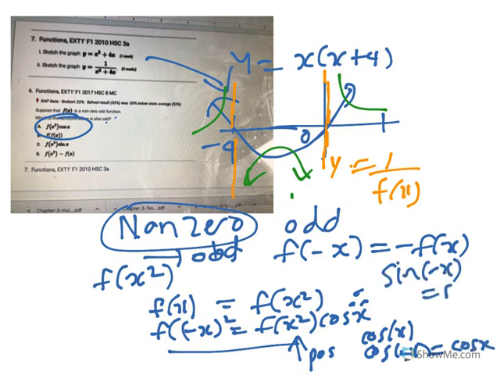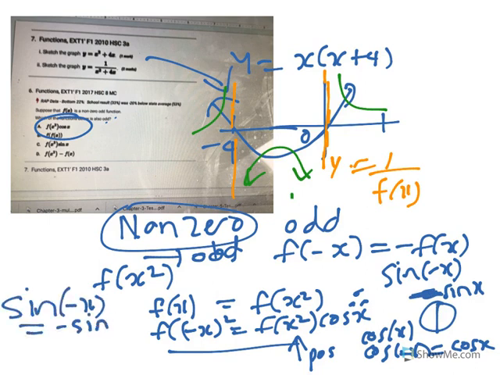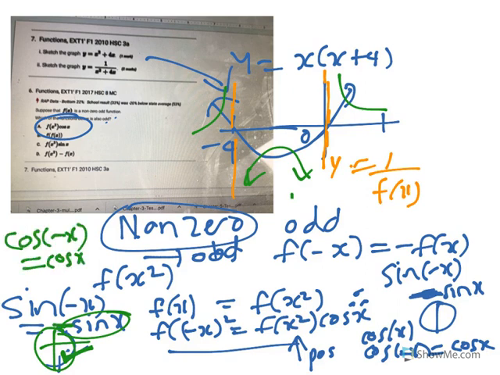Remember, sine minus x is minus sine x, and cos minus x is cos x. That's because minus x is in that quadrant and sine will be negative. That's why it equals minus sine x. But cos minus x equals cos x, and that's because in that quadrant, cos is actually positive.